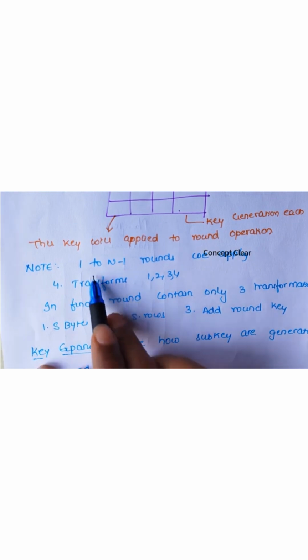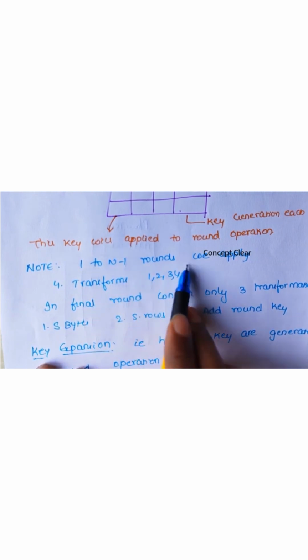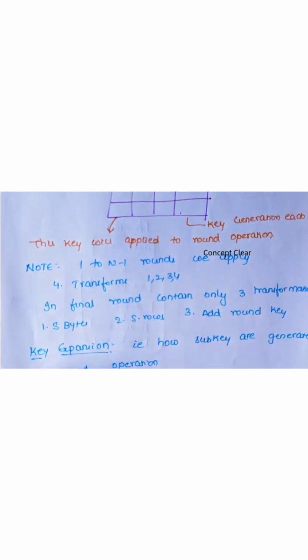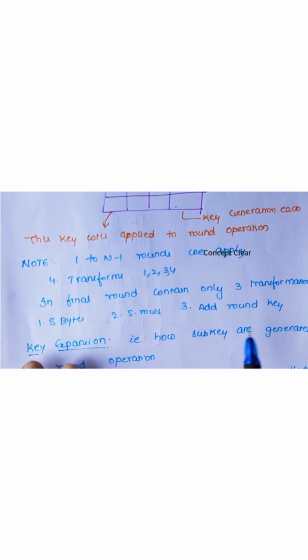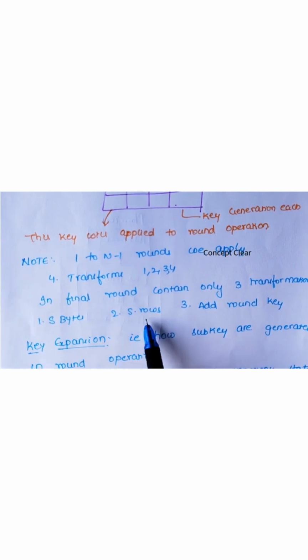Here, for rounds 1 to n-1, we have to apply 4 transformations. And what about the last transformation? In the last one we will apply only substitute bytes, shift rows, and add round key only. Here, what is the key expansion? Key expansion is nothing but how the subkeys are generated in round operation.